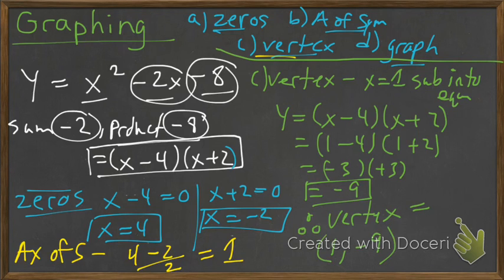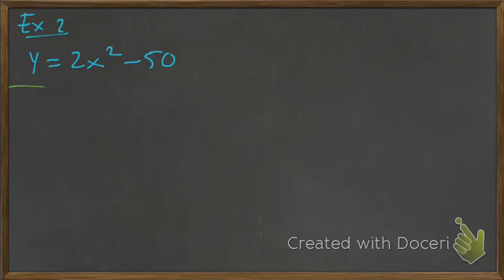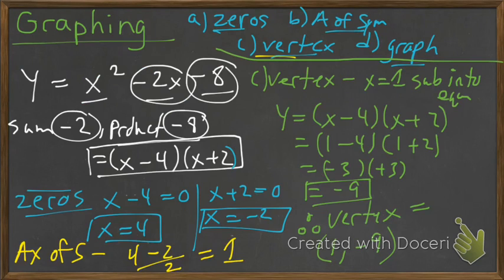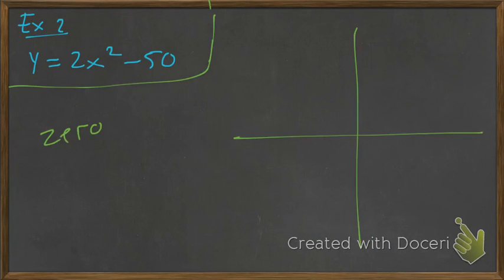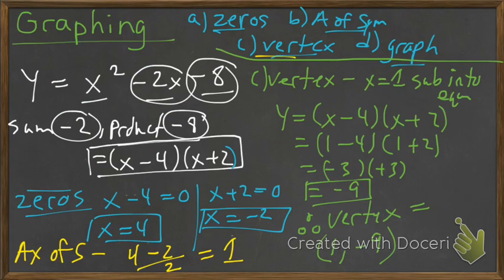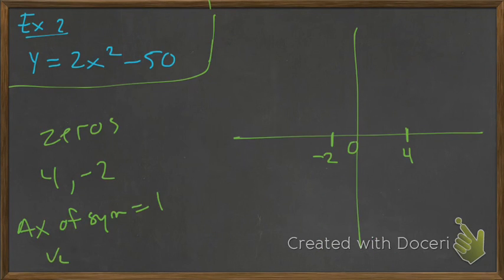Right. I've got no space to draw my graph, and I'm at 20 minutes. Wow, okay. I'm going to do the graph on this side. What were my values? Zeros were 4 and negative 2. That's 0, negative 2. Say 4 is here. My axis of symmetry was 1. The vertex was 1 and negative 9.